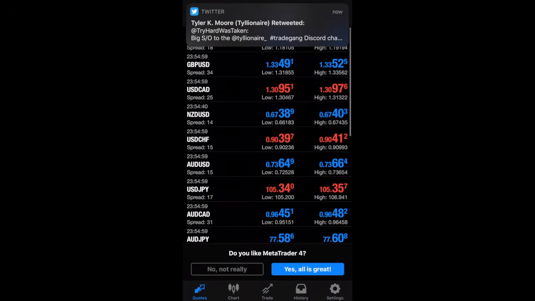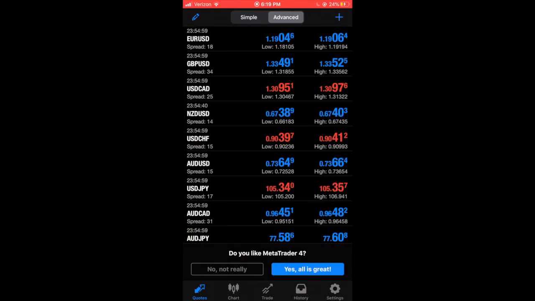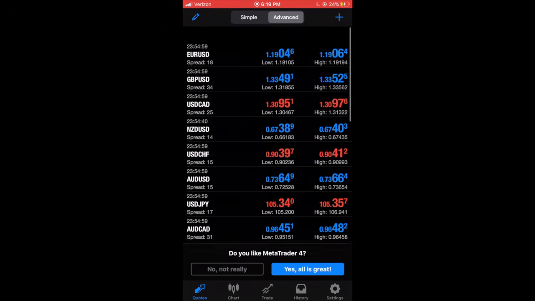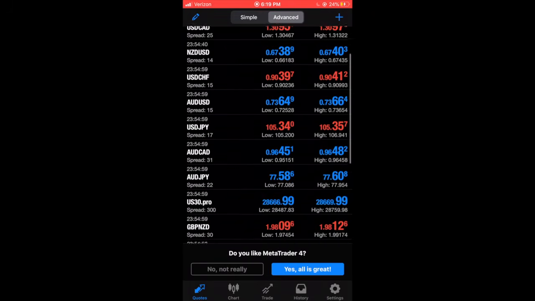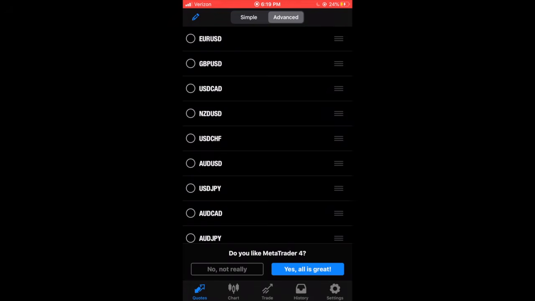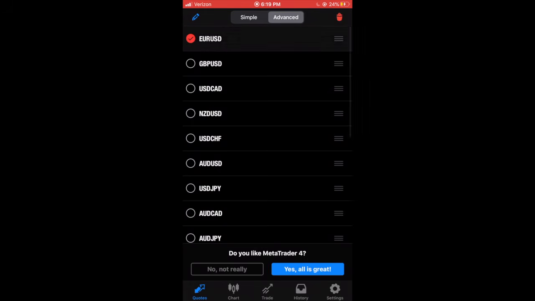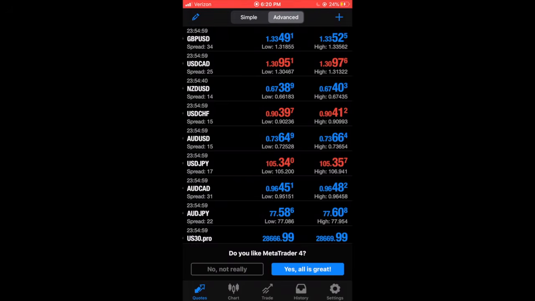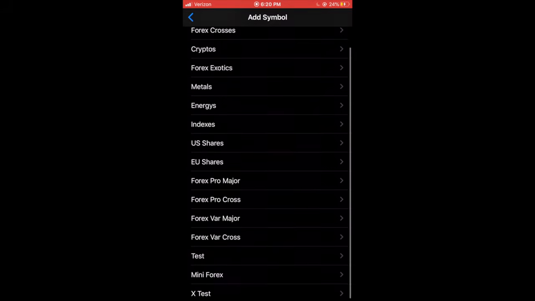All right, so if you don't know how to use the MT4 app, let me put my phone on. To delete any quotes, pick the ones that you want gone and just put them in the trash can. To add any, press the plus sign, go to all the categories if you want, or you can just search it up. Boom, added. You'll see it, it's the last one right there.